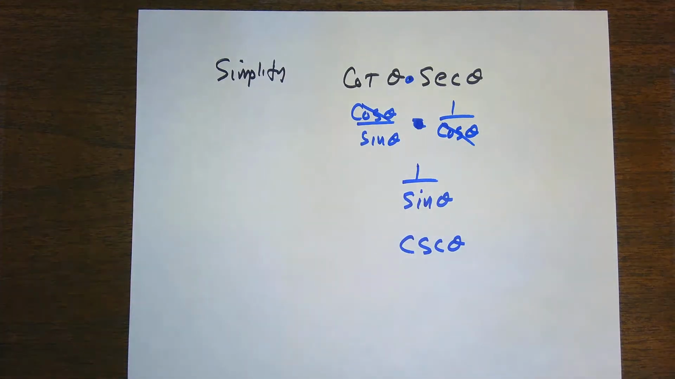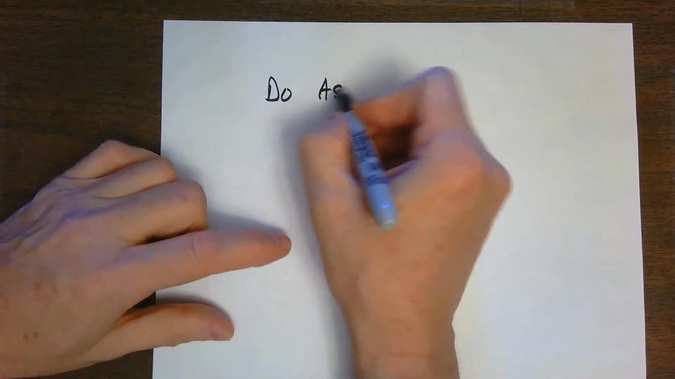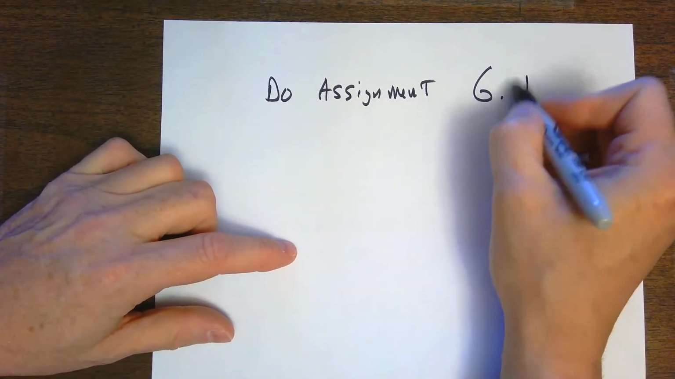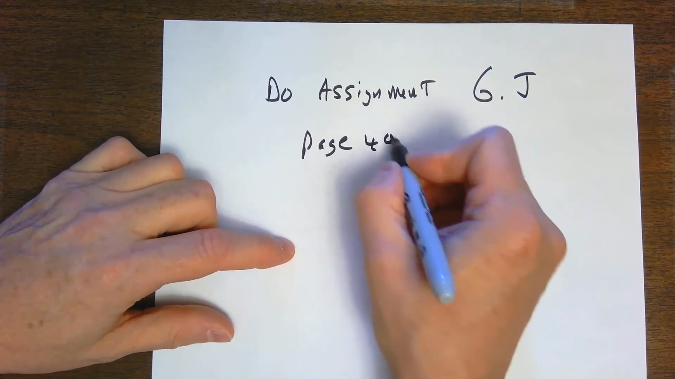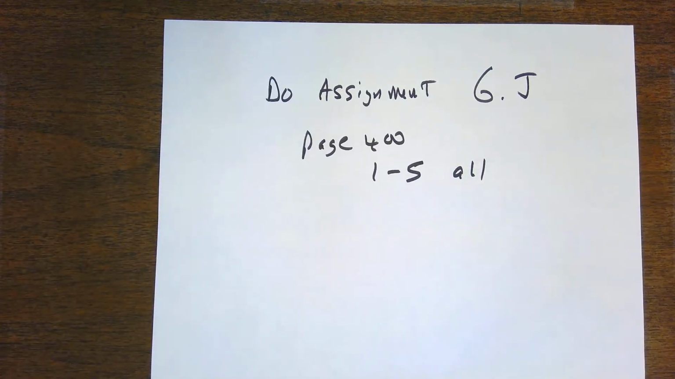So simplifying identities there. 6J shouldn't be so bad. I want you to go ahead and do assignment 6J. It's on page 400, and it's 1 through 5, all of them. Number 1, evaluating the secant of pi over 6 minus the cotangent of pi over 3. Think back to your unit circle.